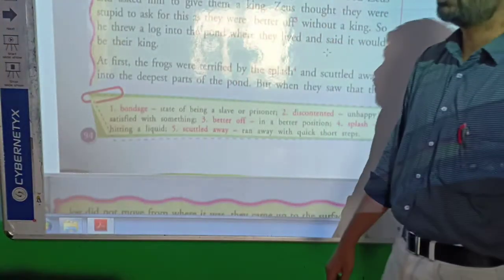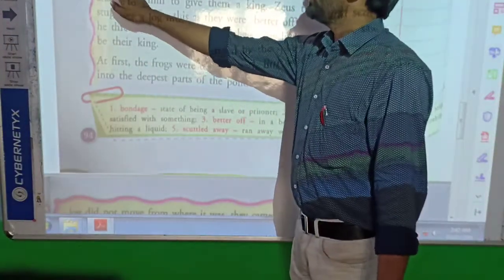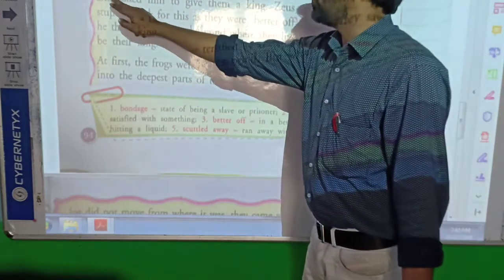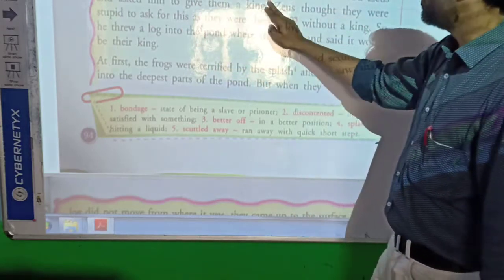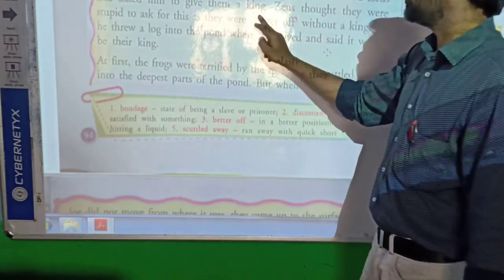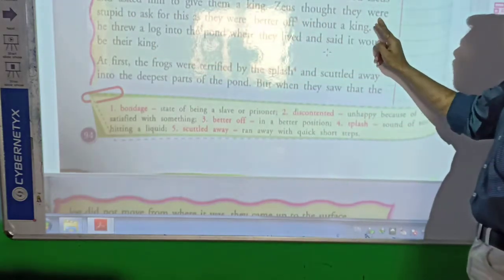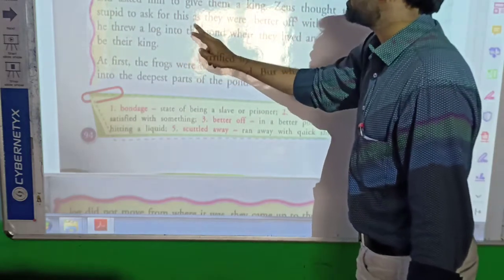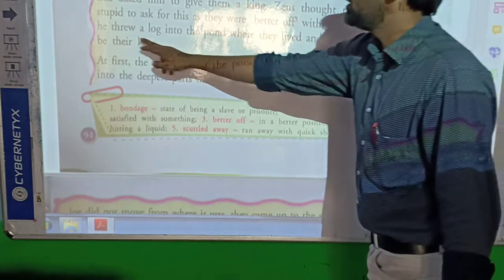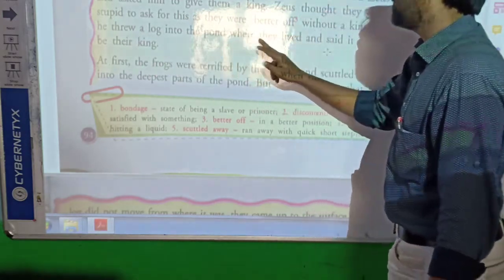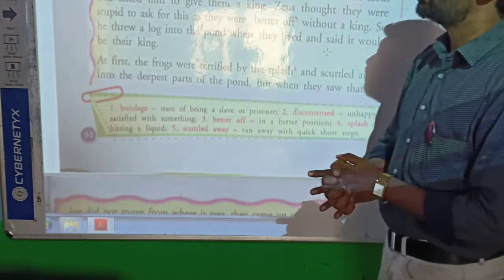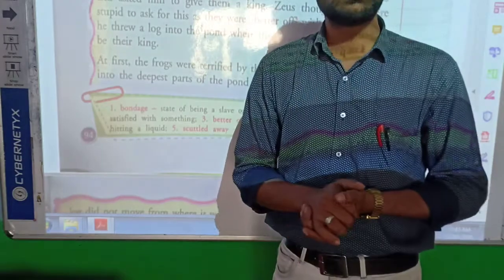So I will read this for you. Once upon a time, the frogs were discontented because they had no one to rule over them. Some of the frogs went to God Zeus and asked him to give them a king. Zeus thought they were stupid to ask for this, as they were better off without the king. So he threw a log into the pond where they lived and said it would be their king. So this is one imaginary story, it is one fable.